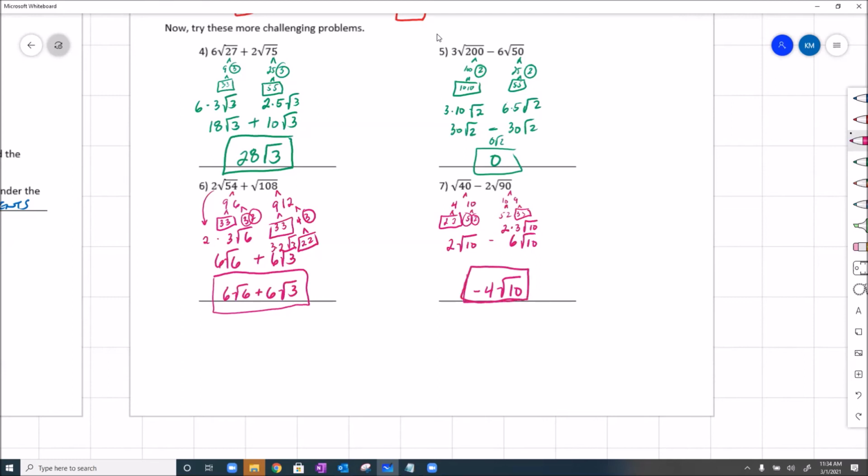All right, so there we have it, adding and subtracting radicals. Making sure that we are simplifying our final answer, and that should be it.